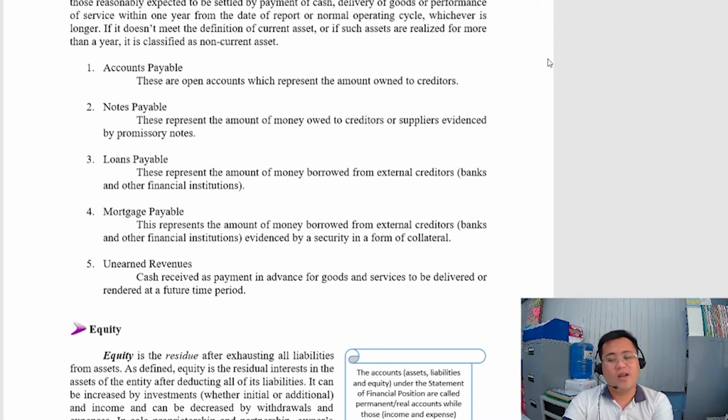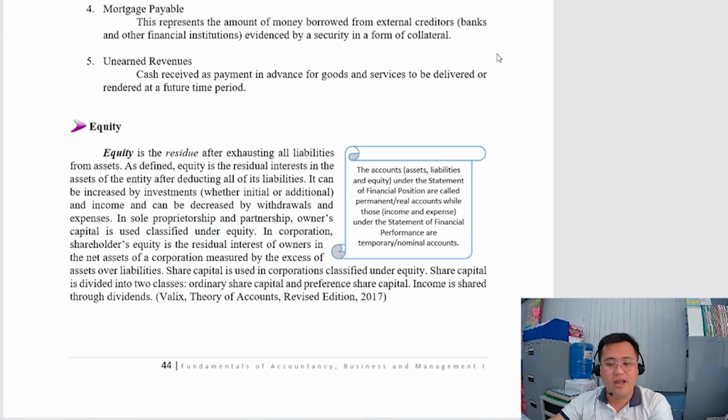So that's it for liabilities. Now let's go to our third account. Our third major account is equity. Equity is the residue after exhausting all liabilities from assets. Assets minus liabilities is equal to our equity. As defined, equity is a residual interest in the assets of the entity after deducting all of its liabilities.